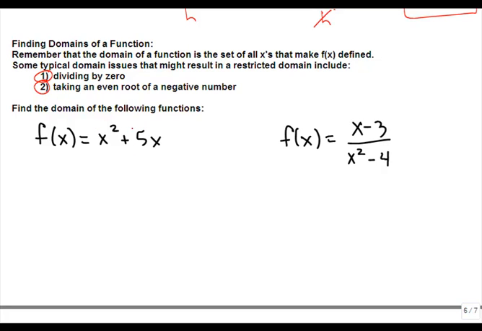And the answer is no, because we're not dividing at all. There's no division going on in this rule. So we're never dividing by 0. So that's not going to cause us to have to restrict our domain.